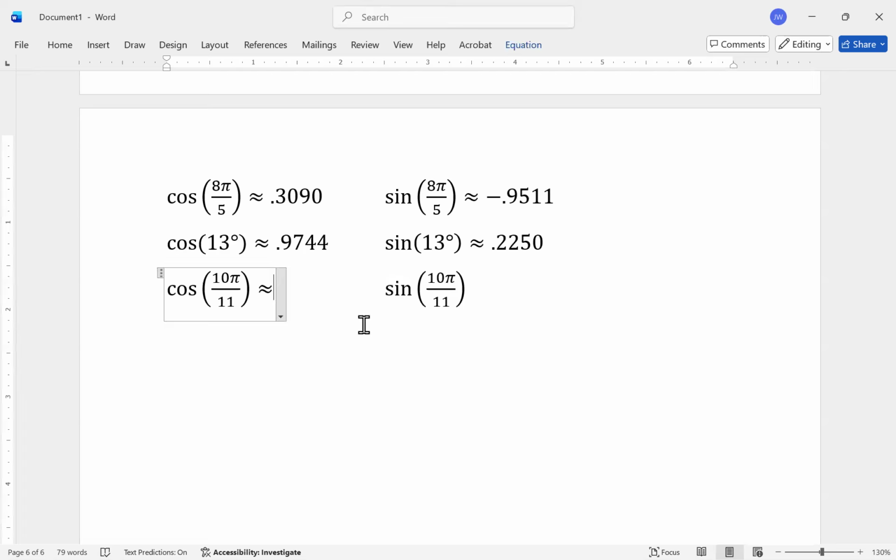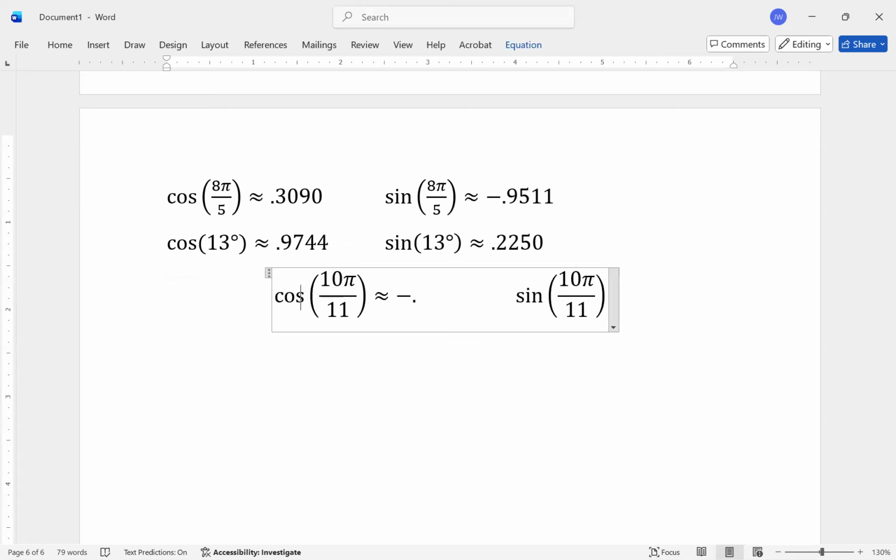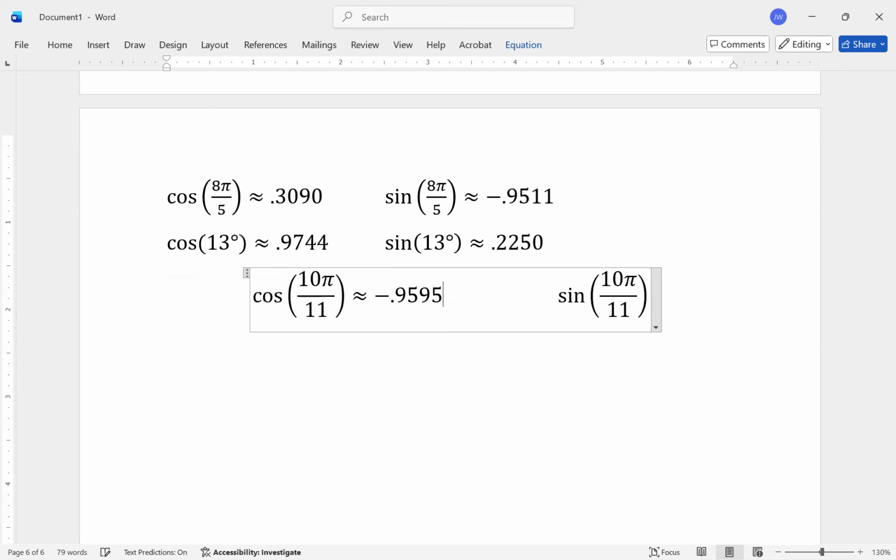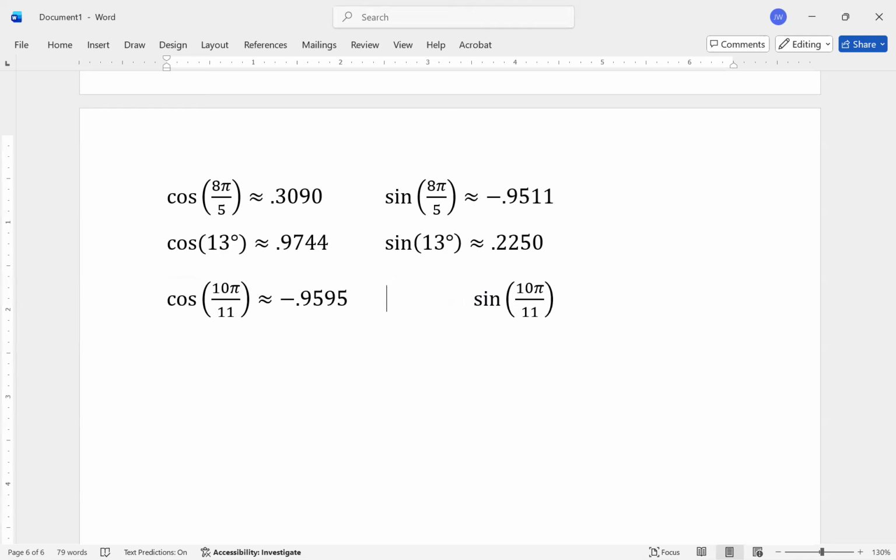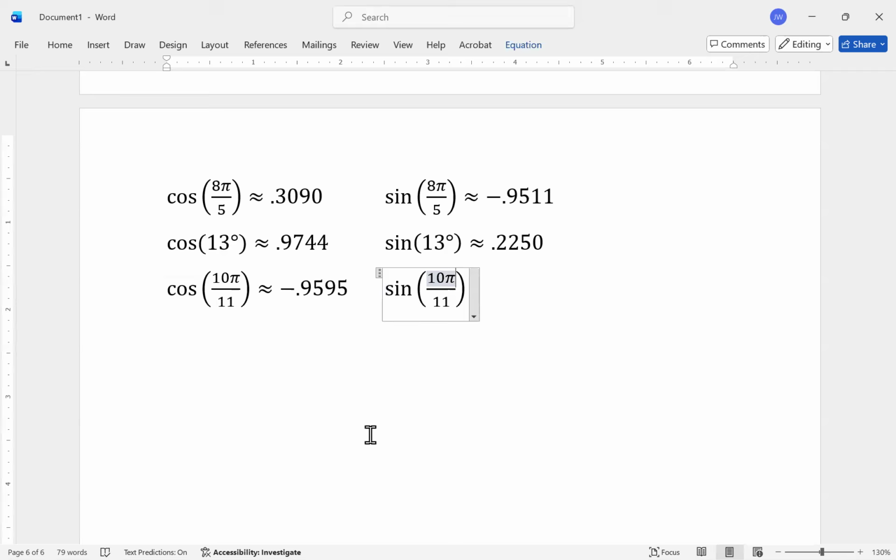Let's talk about cosine of 10 pi over 11. If I do those calculations in degree mode, I'll get it wrong. I need to make sure my calculator is in radian mode. So we need to change back to radians, since I just did the cosine of 13 degrees in degree mode. So cosine of 10 pi over 11 radians is going to be negative 0.9595. And then sine of 10 pi over 11 radians would give me 0.2817 approximately.